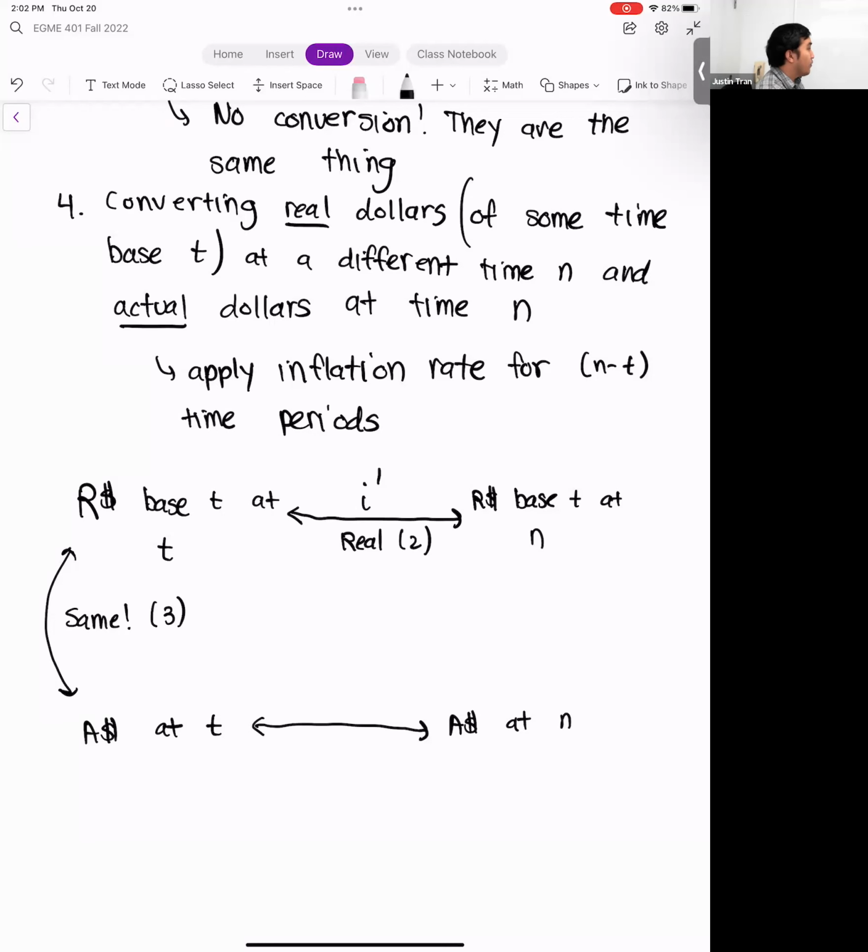Then on the bottom, we're converting actual dollars. So actual dollars at some time t, and actual dollars at some different time n, which may be in the future, maybe in the past. Okay. And so in those cases, you're going to use rule 1. Okay, so remember, actual to actual, and you're going to use the market rate.